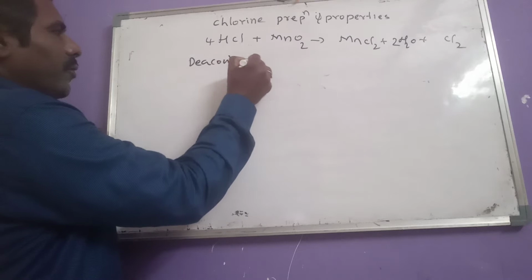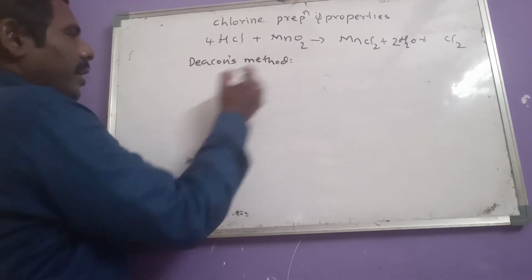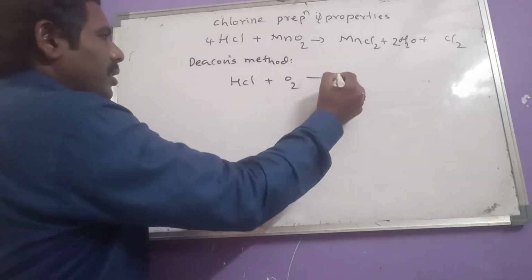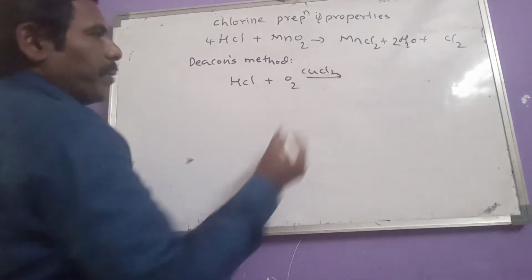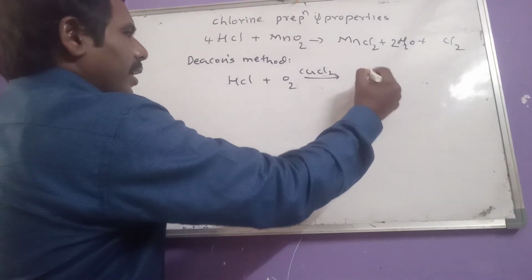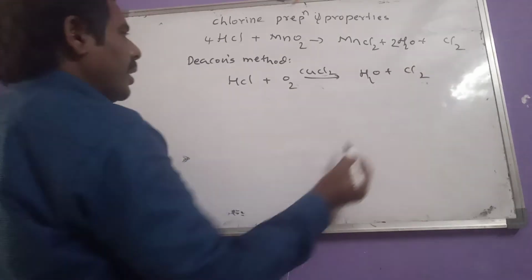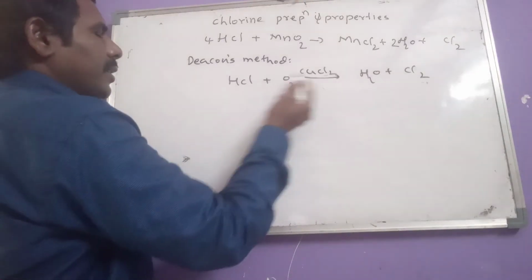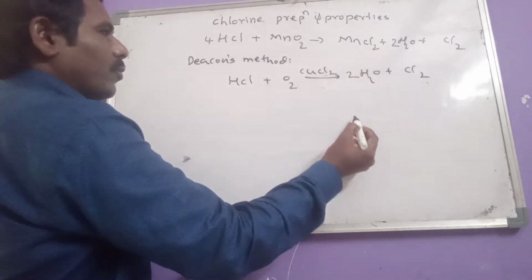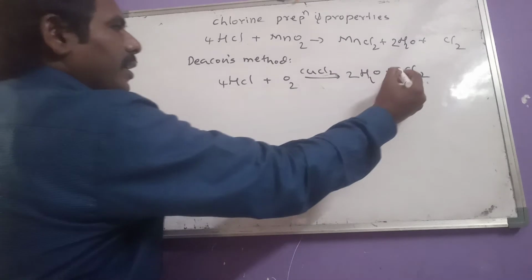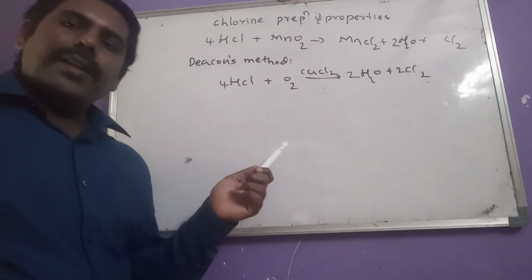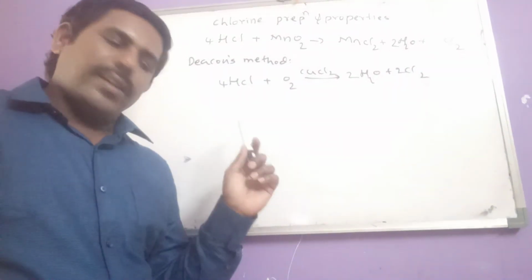And there is another method, that is Deacon's method. In this method, what do they use? Again, HCl is subjected to oxidation in the presence of cupric chloride catalyst. So now what can we get here? H2O plus Cl2. To balance this equation, what do we have to do? Write 2H2O, and here 4HCl gives 2Cl2. So these are the two laboratory methods for the preparation of chlorine.